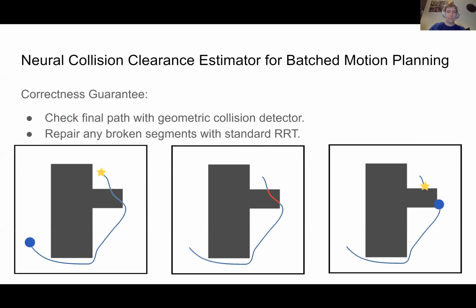Next slide, please. Once we have a candidate path, we want to make sure that it's actually collision-free, that there haven't been any mistakes made. So we check each point along our candidate path using a ground truth collision detector. In this middle picture here, the red segment says in collision, so we're going to excise that segment, and then we replan around the broken segment using a standard RRT. Next slide, please.